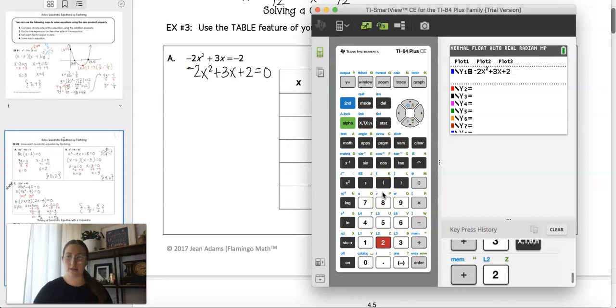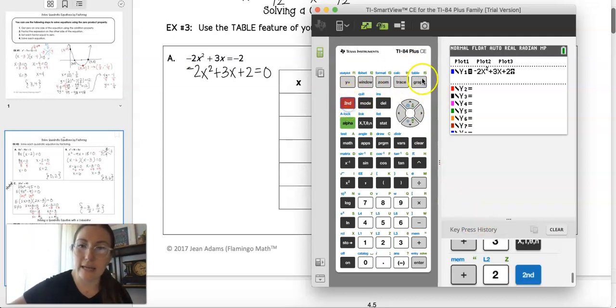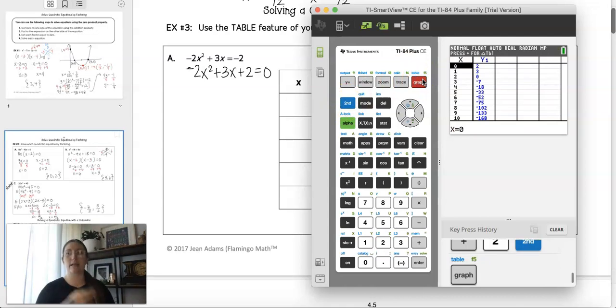Alright, so once you guys plug it in, now we can go ahead and look right here above the graph, in blue it says table. So we're going to hit second table, and it's going to bring up the table. What we're looking for is when our numbers switch from positives to negatives, because when they switch from positives to negatives, that means I am crossing the x-axis.